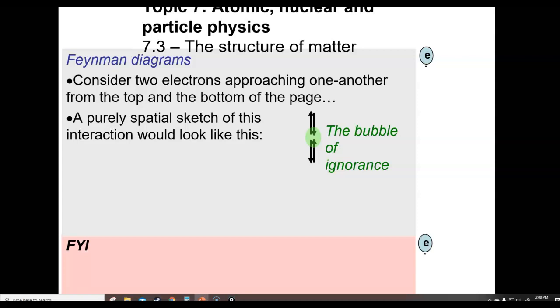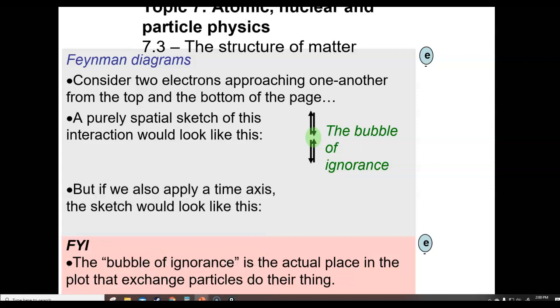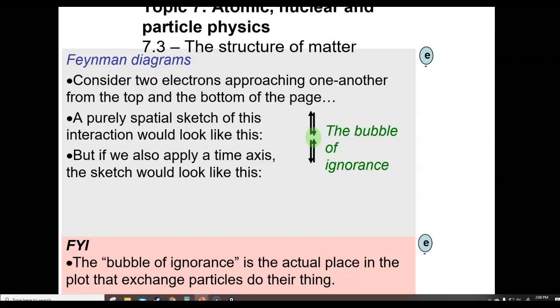We know that somewhere in that bubble of ignorance is the exchange of those photons, which is the exchange particle for the electromagnetic force. But the bubble of ignorance is the actual place in the plot that exchange particles do their thing, so to speak. Now, if you were to add a time axis, this sketch would look something like this. Okay, two particles come together, they exchange something.